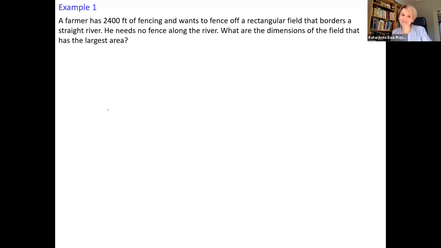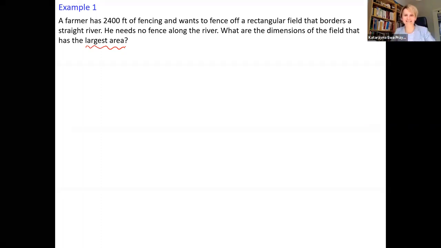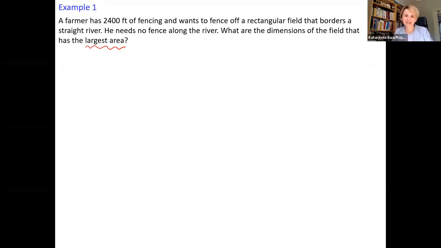That's what I said. Yes, we will not have directly. We're looking for him to have the largest area, similar to this land in Manhattan. We want to maximize the area. Largest area means the maximum area.